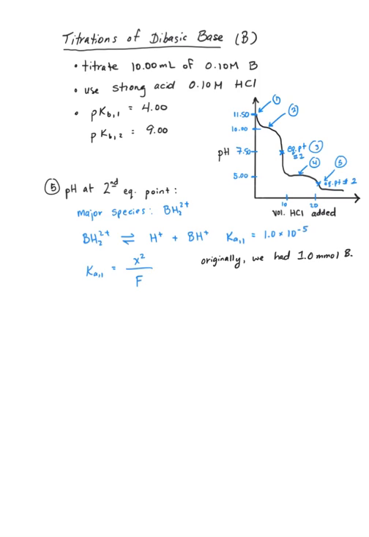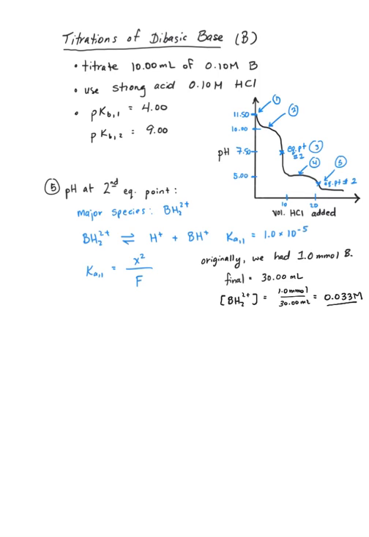We've reacted all of that base and converted it entirely into our fully protonated form, BH2 2+. So we have 1 millimole of BH2 2+ right now. Originally, we had 10 milliliters of base. So our final volume, after we've added an additional 20 milliliters of acid to the solution, is 30 milliliters. Therefore, our concentration of acid, BH2 2+, is equal to 1 millimole over 30 milliliters, 0.033 molar.